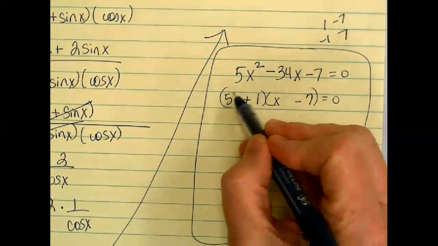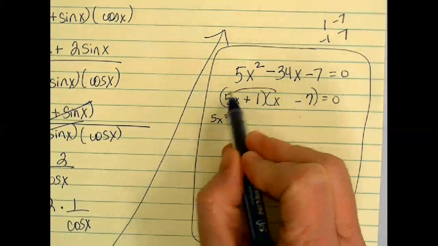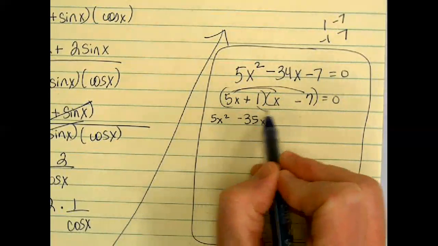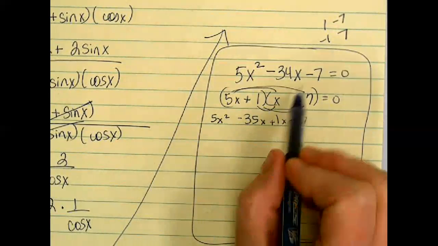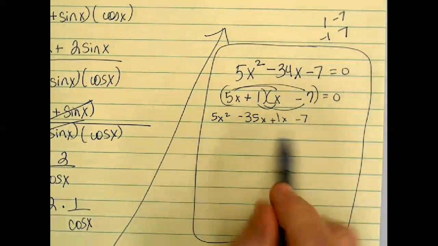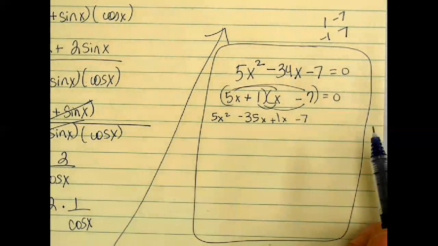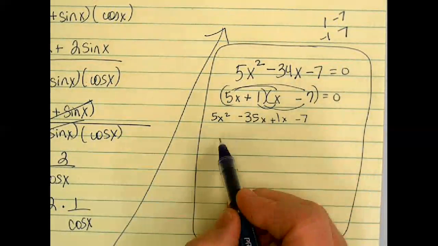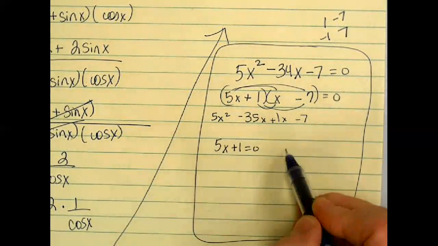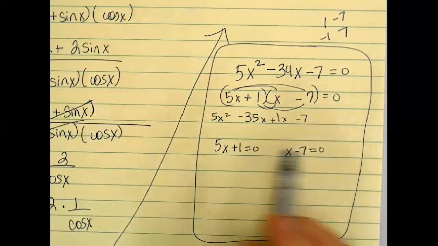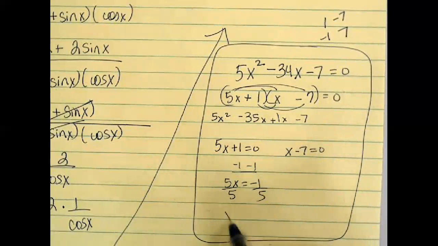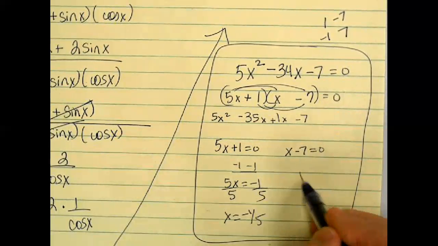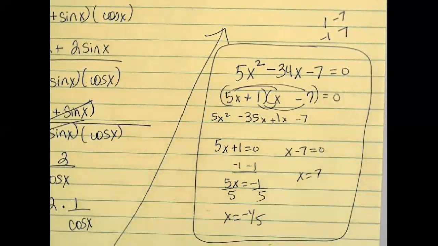Now I'm going to check that work. That's going to give me 5x squared minus 35x plus 1x minus 7. So in the middle, I get the -34 that I need. Now, if they're asking you just to factor, then you're done at this point. But if they're asking you to actually solve, you take 5x plus 1 and set it equal to 0, and x minus 7 and set it equal to 0, and finish out your algebra with -1/5, and then x is 7. Did that help? Yes, ma'am.